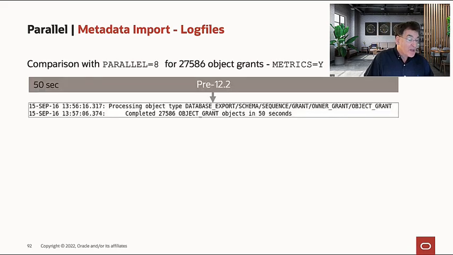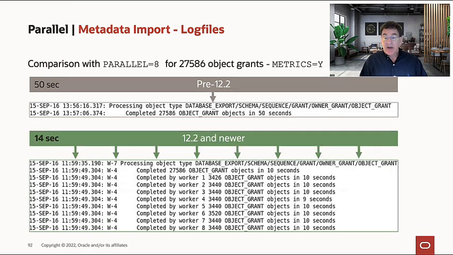So here you see that there's one worker performing all the work, taking about 50 seconds, versus with parallel equals 8 on the metadata, you get 8 parallel workers completing the task versus the single worker for pre-12.2. And notice the difference in the completion time. It's down from 50 seconds to about 14 seconds, about 5 times faster.